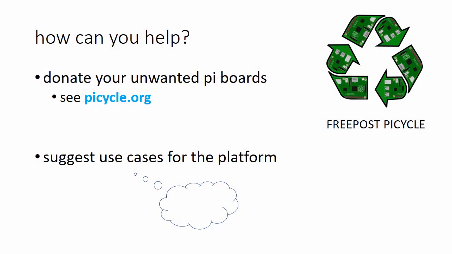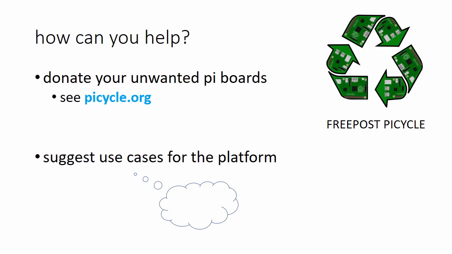And that's what we're doing, and we want your help. So if you have a Raspberry Pi and you're not using it, please consider donating it to us. If you live in the UK, you can do this by sticking it in a parcel, writing "free post Pi cycle" on your parcel, then dropping it into a red Royal Mail letterbox, and it will come through to us eventually, and we'll stick it in our test bed.